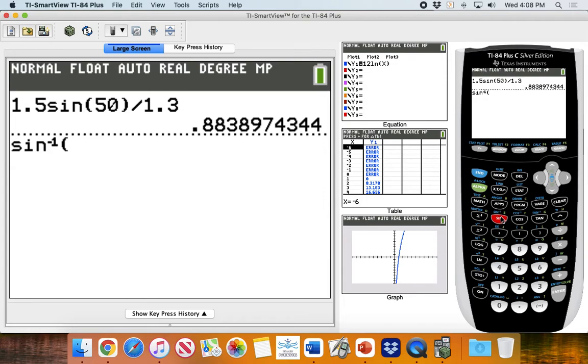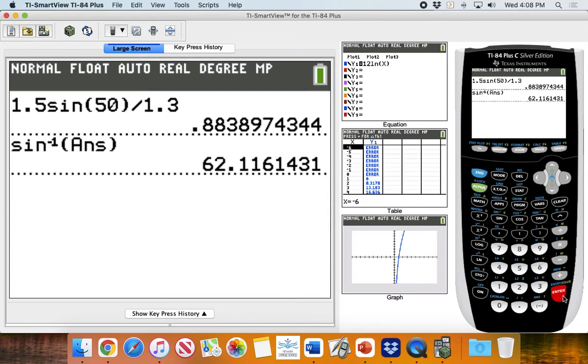And remember how I said that if you want really good accuracy, you're going to press second negative sign. That's going to drag your previous answer into this slot right here. So second negative sign gives you this much more accurate answer. It says round to the nearest tenth, so we're going to round to 1 decimal place. So Q is equal to 62.1 degrees. This is an angle, so we need to make sure we include that degree symbol.